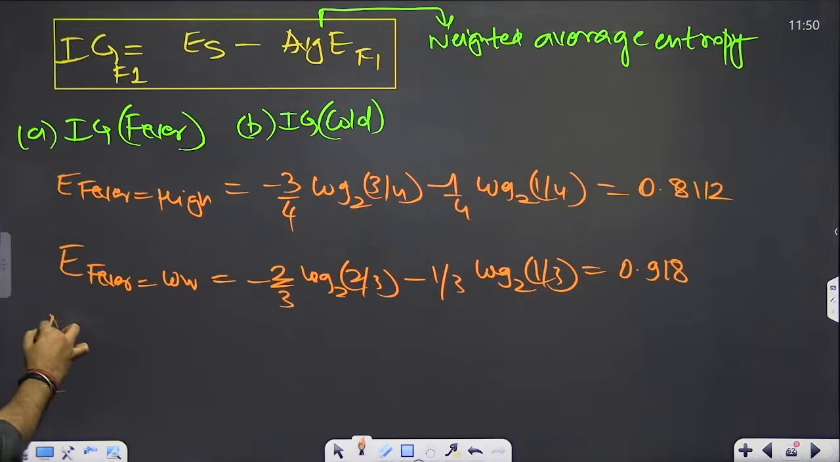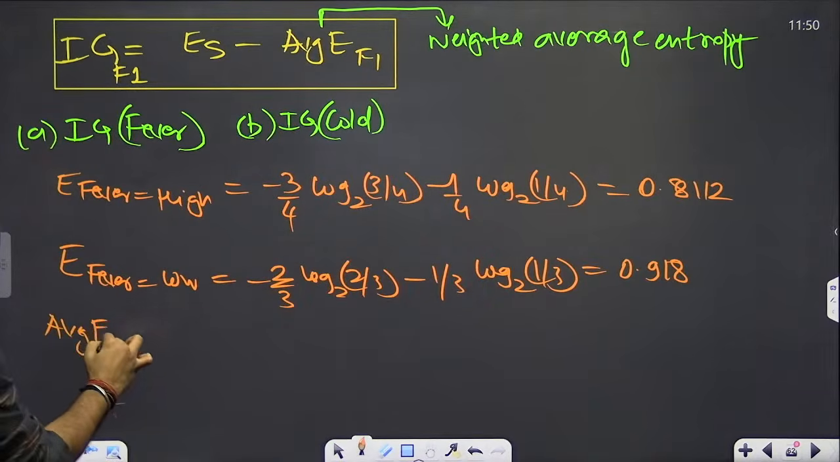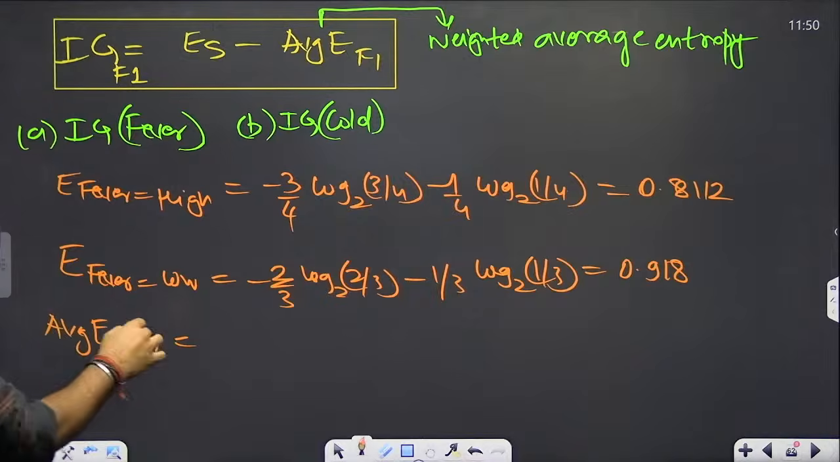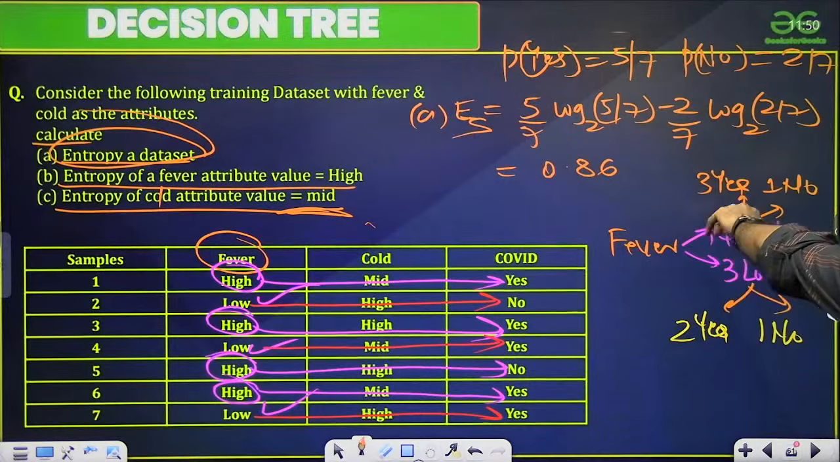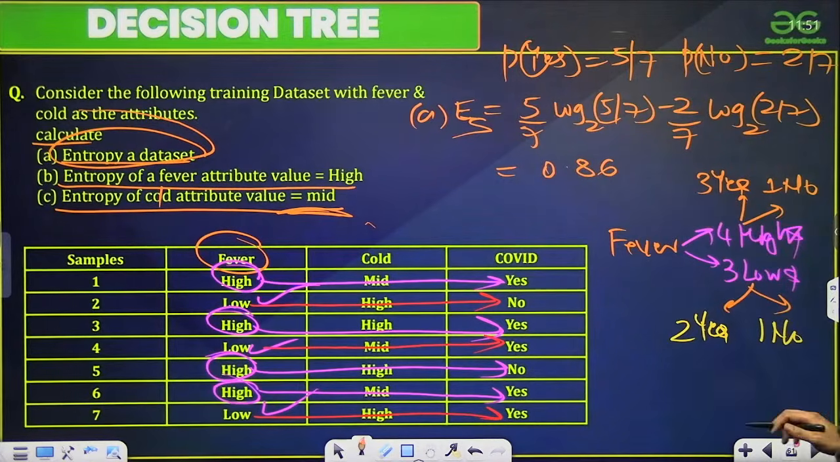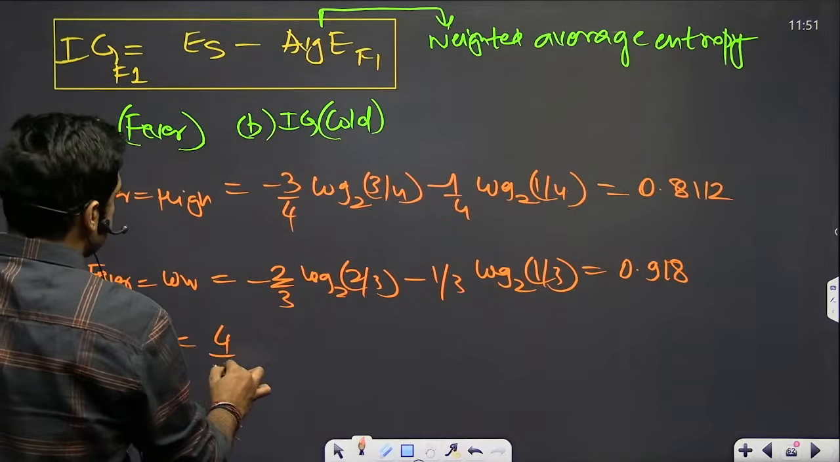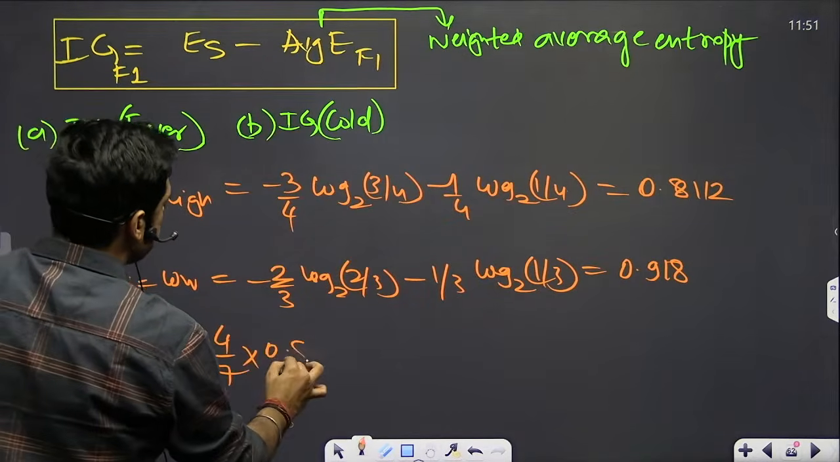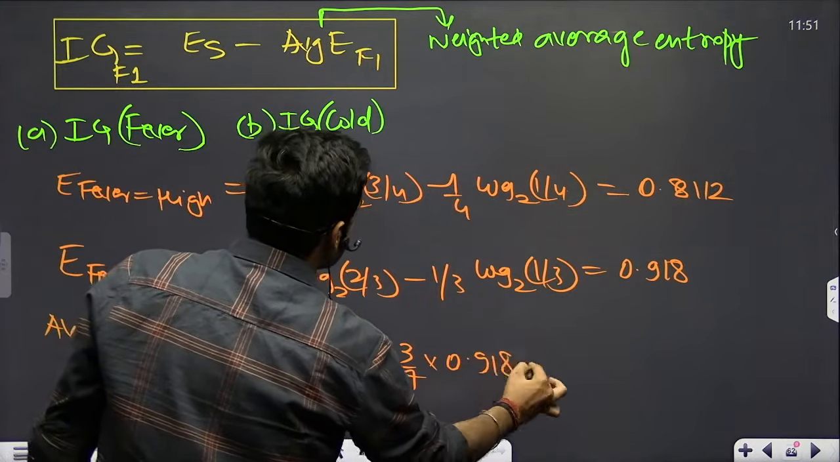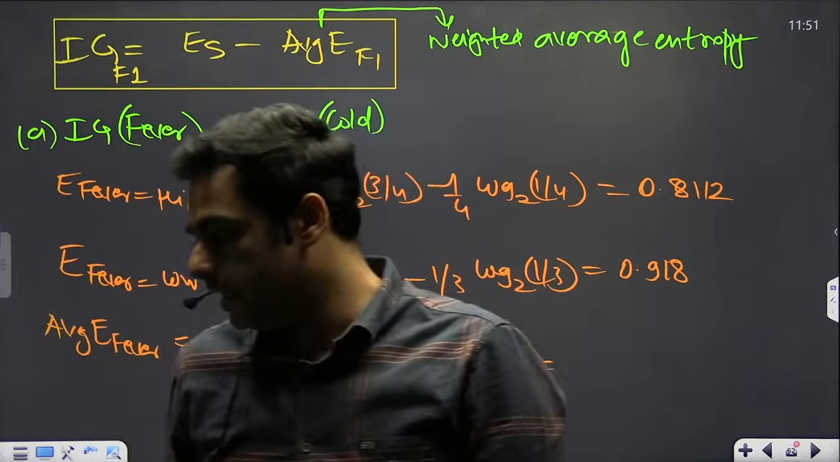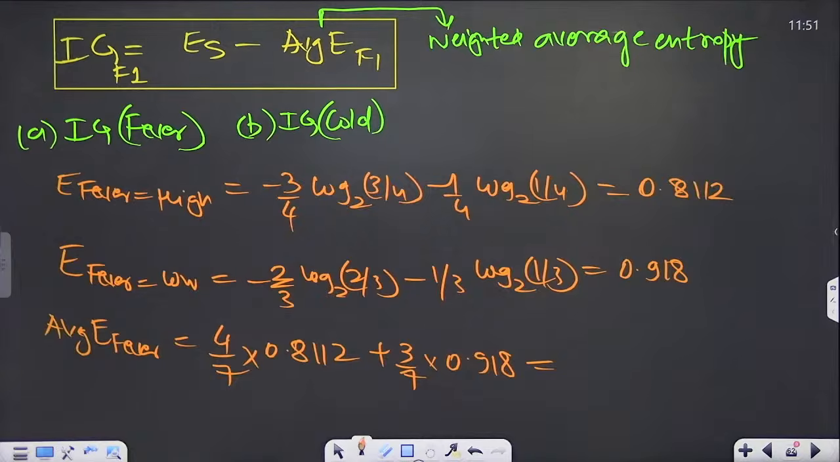So what is the average entropy of the fever? How to calculate this? We have 4 highs and 3 lows. So average entropy is calculated by 4 by 7 into 0.8112 plus 3 by 7 into 0.918. Guys, just calculate it.